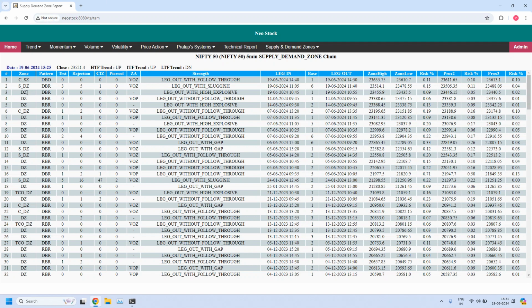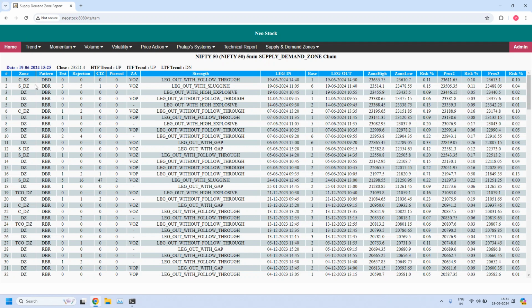But Nifty is having a high liquidity supply zone, but this is C underscore SZ. C underscore SZ, its priority is lower than R underscore SZ in lower time frames. Okay, anyway, this is about the Nifty supply demand zone chain.